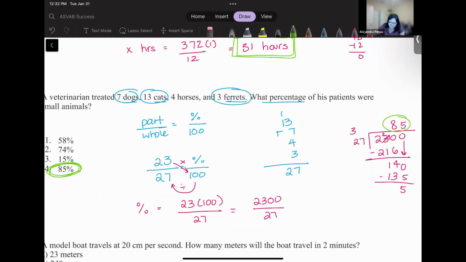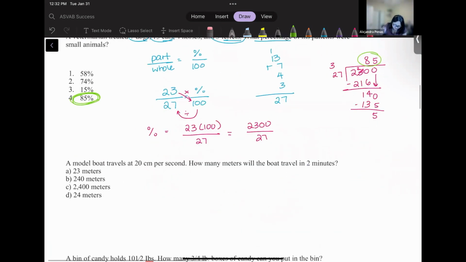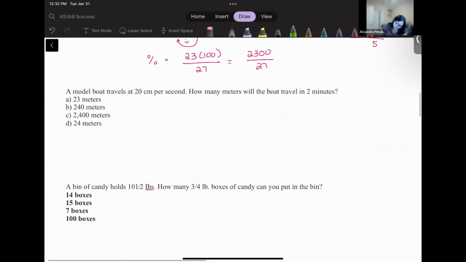All right. God, that division took me way longer than it should have. My brain. This is why I can't multitask. I can't think about different things at the same time.